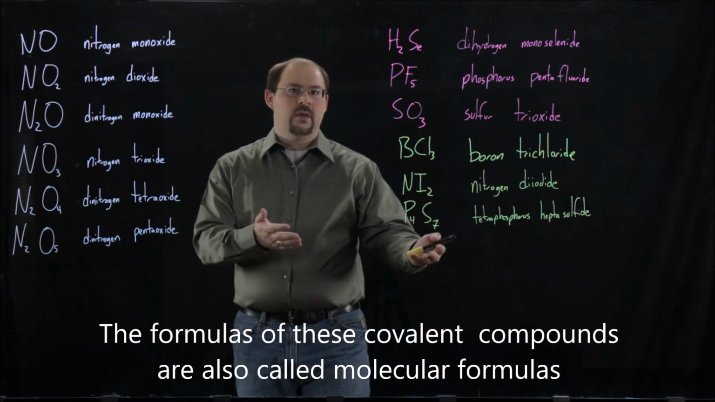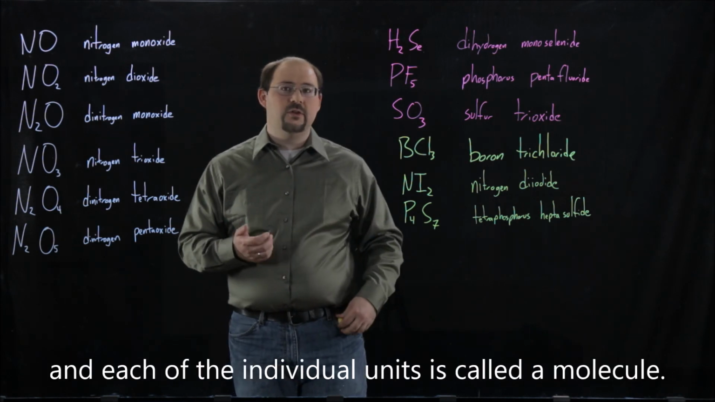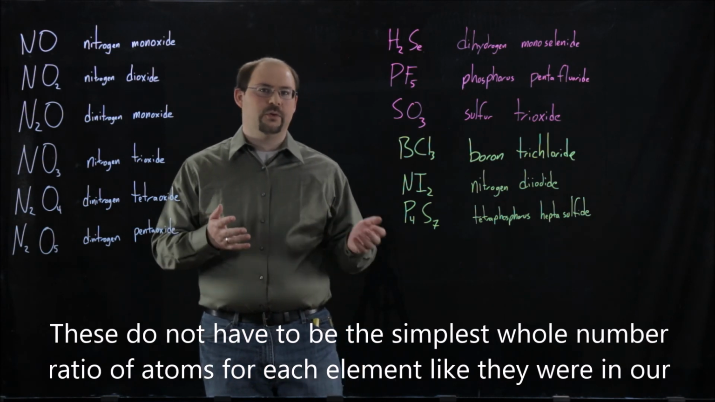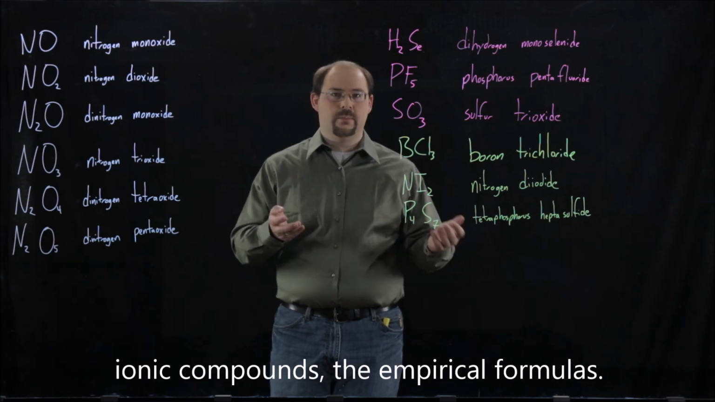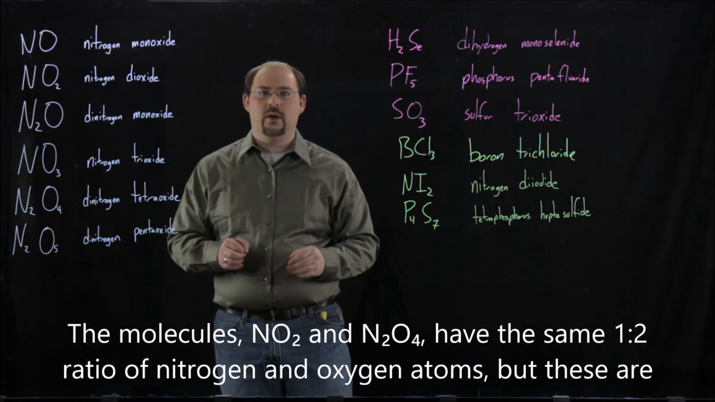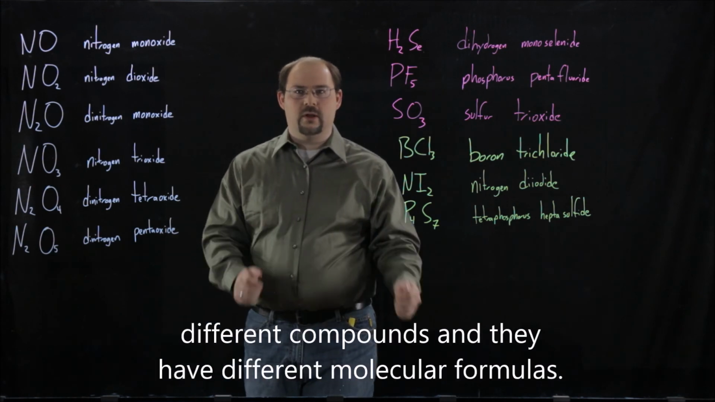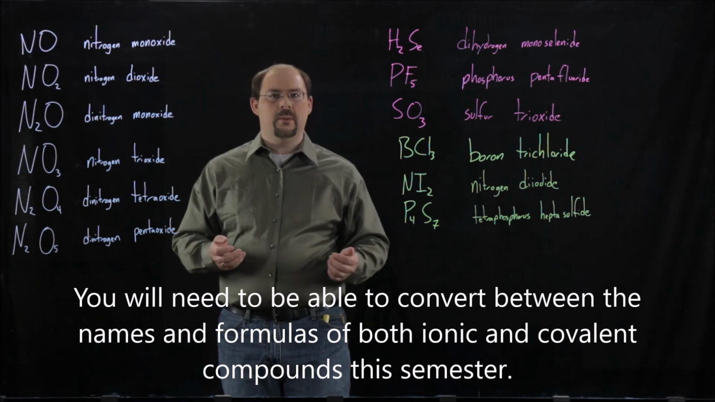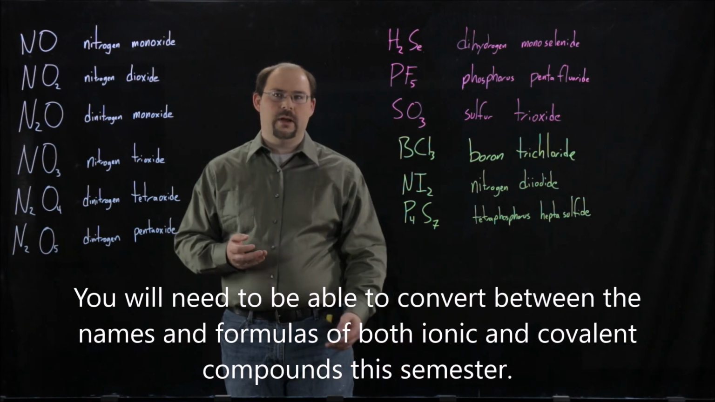The formulas of these covalent compounds are also called molecular formulas, and each of the individual units is called a molecule. These do not have to be the simplest whole number ratio of atoms for each element like they were in our ionic compounds, the empirical formulas. The molecules NO2 and N2O4 have the same 1:2 ratio of nitrogen to oxygen atoms, but these are different compounds and they have different molecular formulas. You will need to be able to convert between the names and formulas of both ionic and covalent compounds this semester.